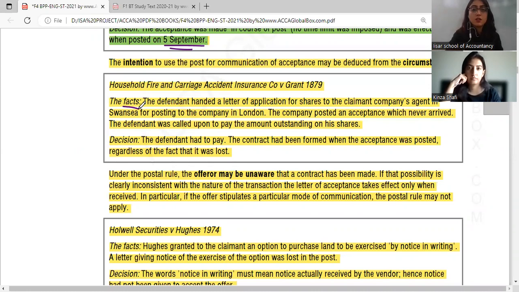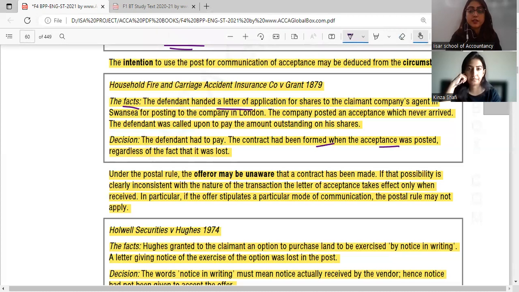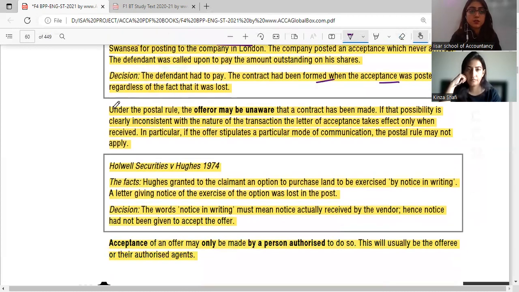Okay. So here the party was not informed, and the party was completely unaware that the letter of acceptance has been sent. So the decision came from the court that even though the party did not know about it, the letter has been posted, and therefore the contract has been formed because the acceptance is complete. Okay. Next, read from here.